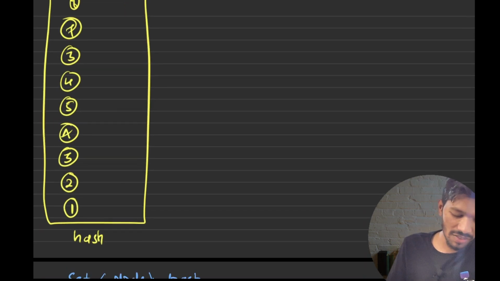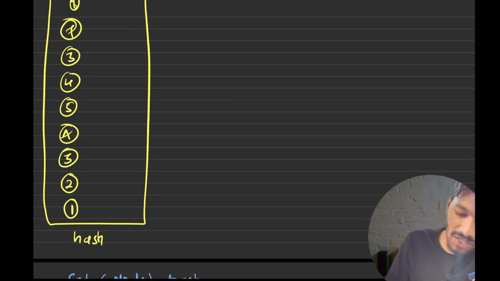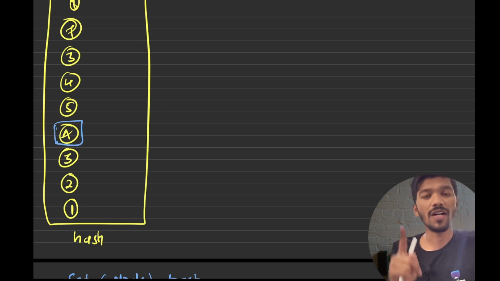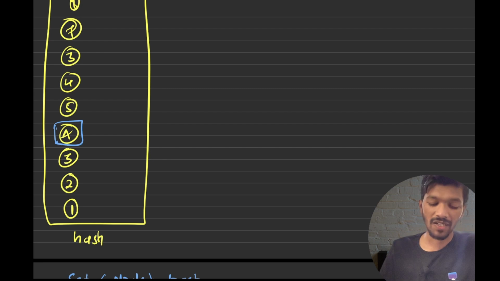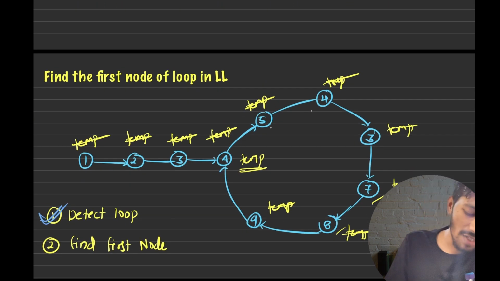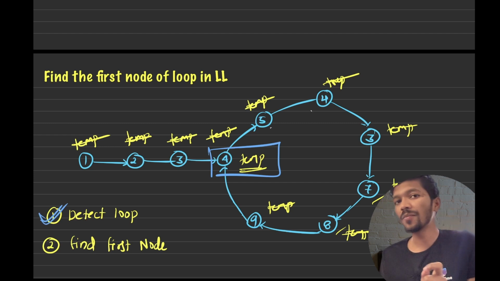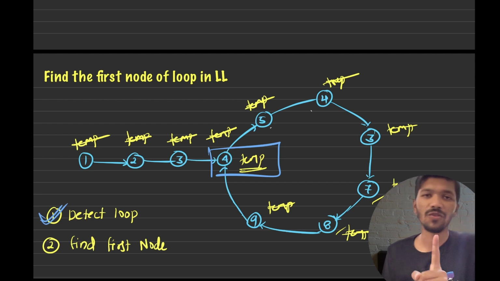How can I come to know that? Check, my hash contains that node, which means there is one node I am trying to visit for the second time. Therefore, I can simply say that this is the node which is causing a loop in my linked list, and also it is the starting point of my loop. Right? So this is the brute force solution we can use.